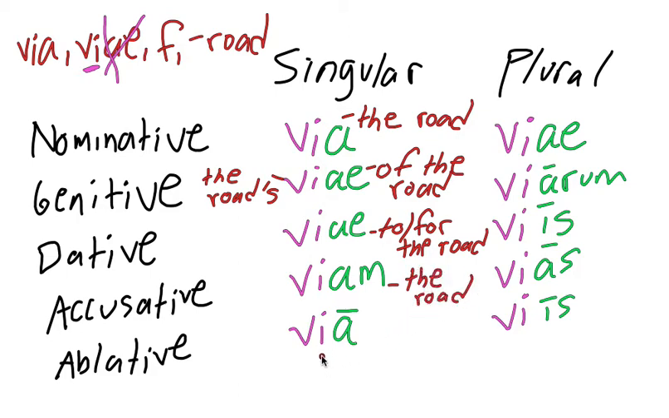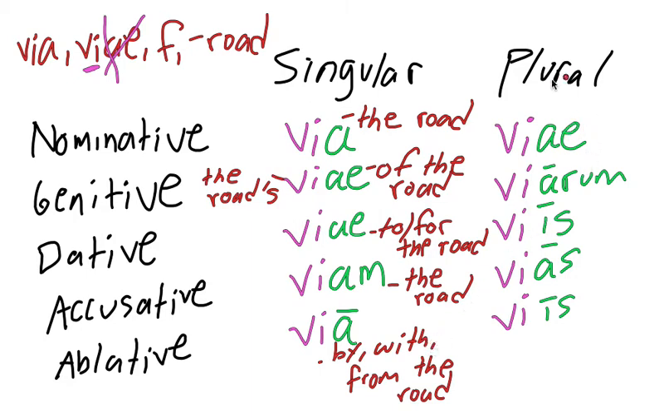Ablative has many different translations. It's generally used with prepositional phrases. In general, we could say by, with, or from the road. Those are the standard translations. Sometimes you can say in or on, and we'll use examples with in and on later in the chapter.